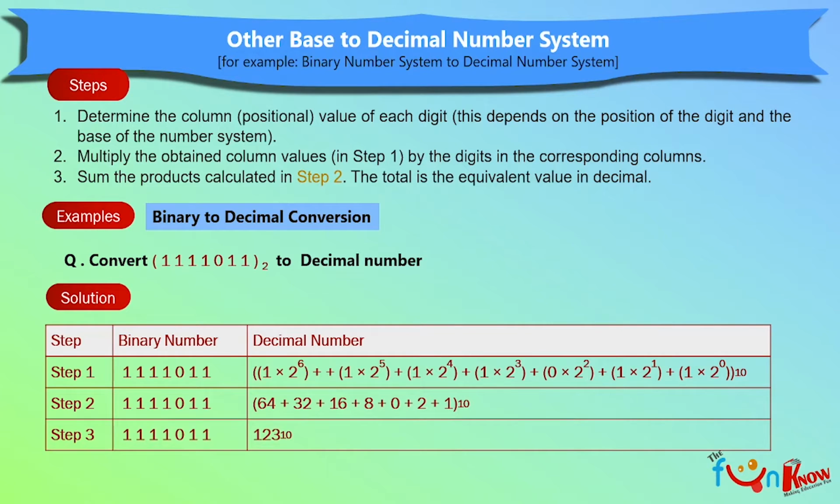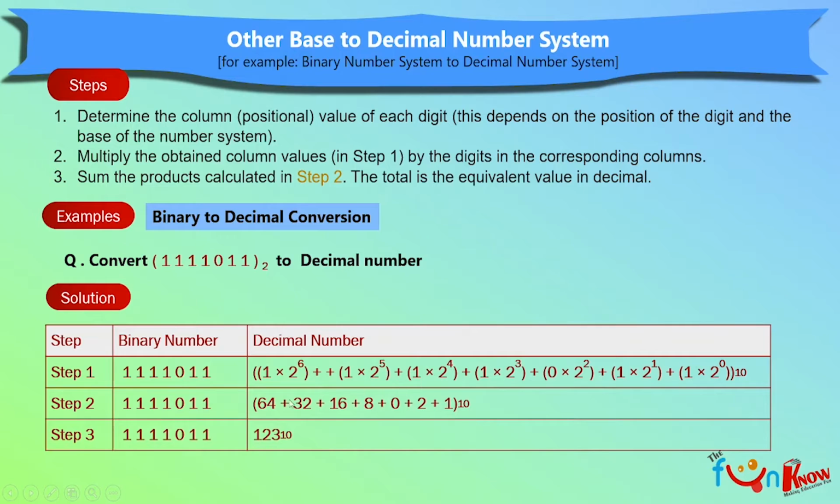2 raised to 2 is 4, but multiplied by 0, the answer will be 0 itself. 2 raised to 1 is 2, so the answer will be 2. And 2 raised to 0 is 1, so the value is 1 as it is.